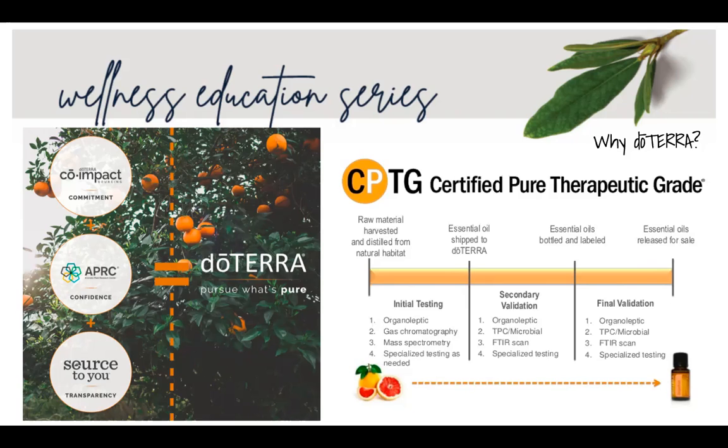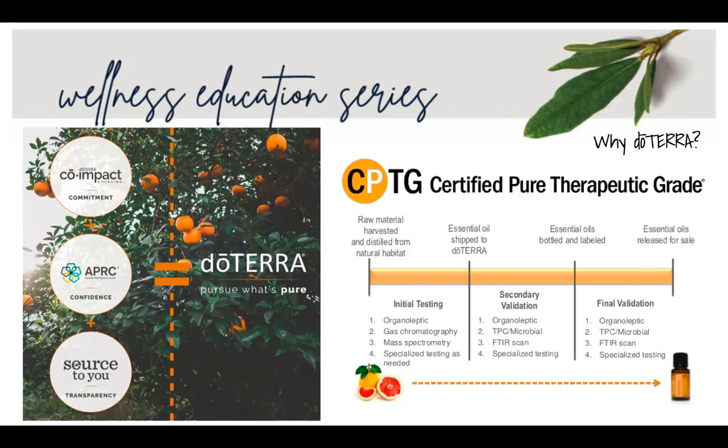And then the essential oils are bottled and labeled and gone through a final validation just to confirm that what is in that bottle is what they think and what they know. And then they're released for sale. I also remember learning that once in a while, if the oils are still on the shelf, they'll take them and retest them over time to make sure that the oil is staying stable and pure in the bottles.